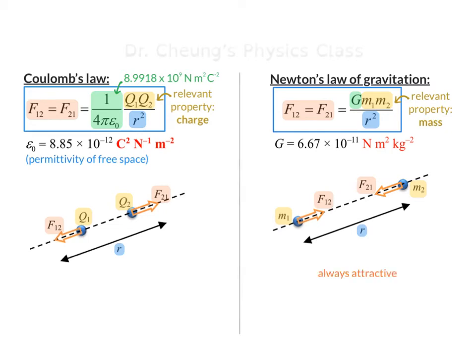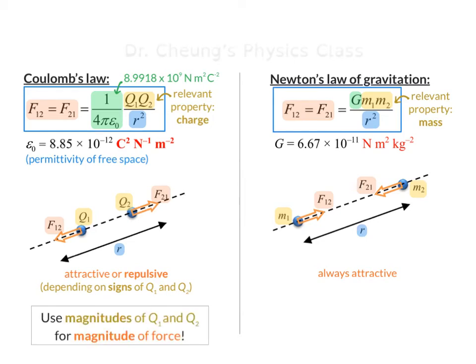The only essential difference between these two laws is the following. Gravitational force is always attractive, but electrostatic force can be attractive or repulsive depending on the sign of the charges. However, in VSE physics, we will only use the magnitudes of Q1 and Q2 in this equation to find the magnitude of the force, and the direction will be considered separately.